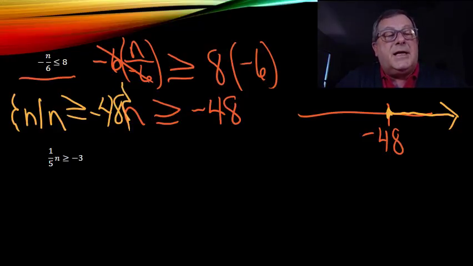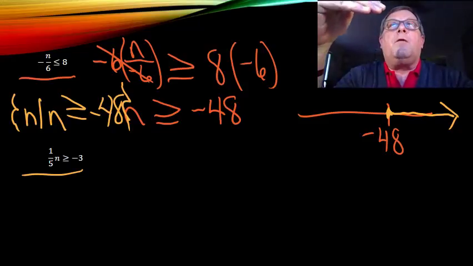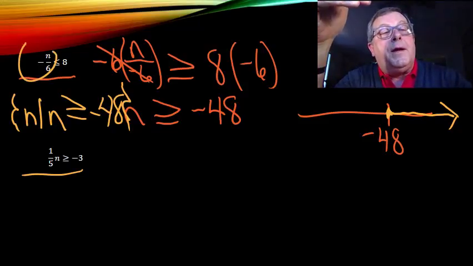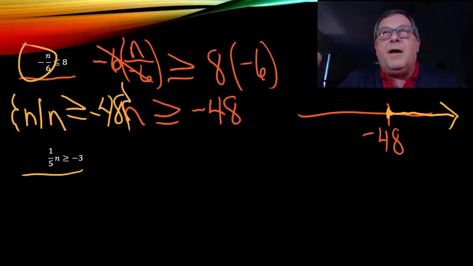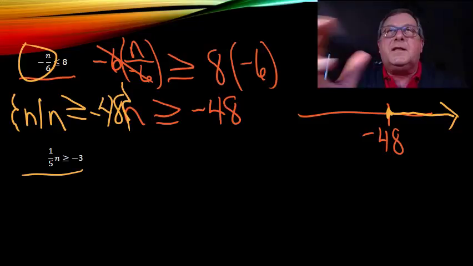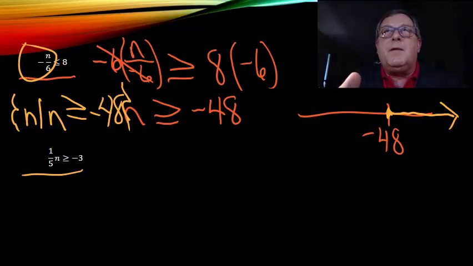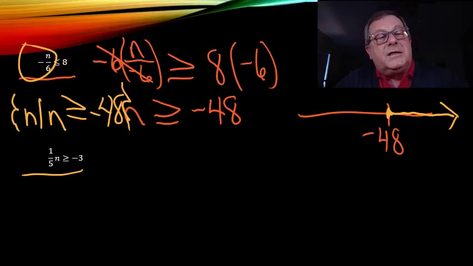All right, let's look at this second example. Now, here I got 1/5 n is greater than or equal to negative 3. Now, that would be the same thing as if I wrote it as kind of like what we did up here. If I wrote it as n over 5, I'm dividing n by 5. If I'm multiplying 1/5 times n, that's the same as dividing n by 5. And to solve this, I am going to multiply both sides of the equation by 5.